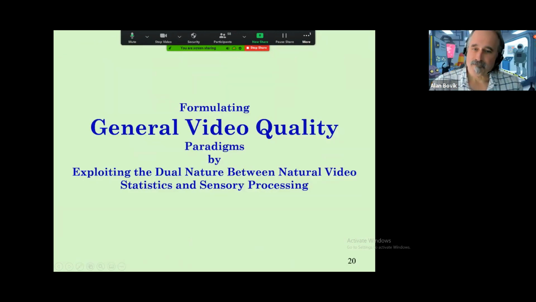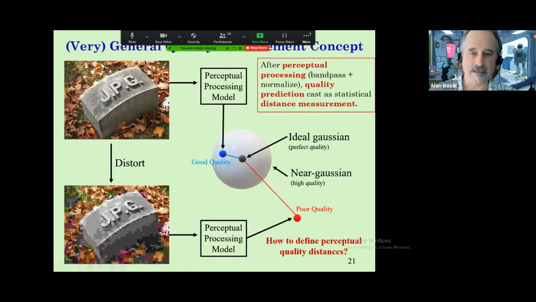Okay, so now let's formulate some video quality paradigms by exploiting what is called the dual nature between natural video statistics and sensory processing. What I mean by that is the visual brain has evolved in response to the natural statistics of videos. The general idea is if we have a picture that is distorted in some way, and we apply the kind of perceptual processing that we've just done, then we suddenly have statistical models that we can deploy. And if the picture was good quality, we ought to get something that falls within a neighborhood of what we'll call Gaussianity. By the way, I'm only talking about Gaussianity right now.